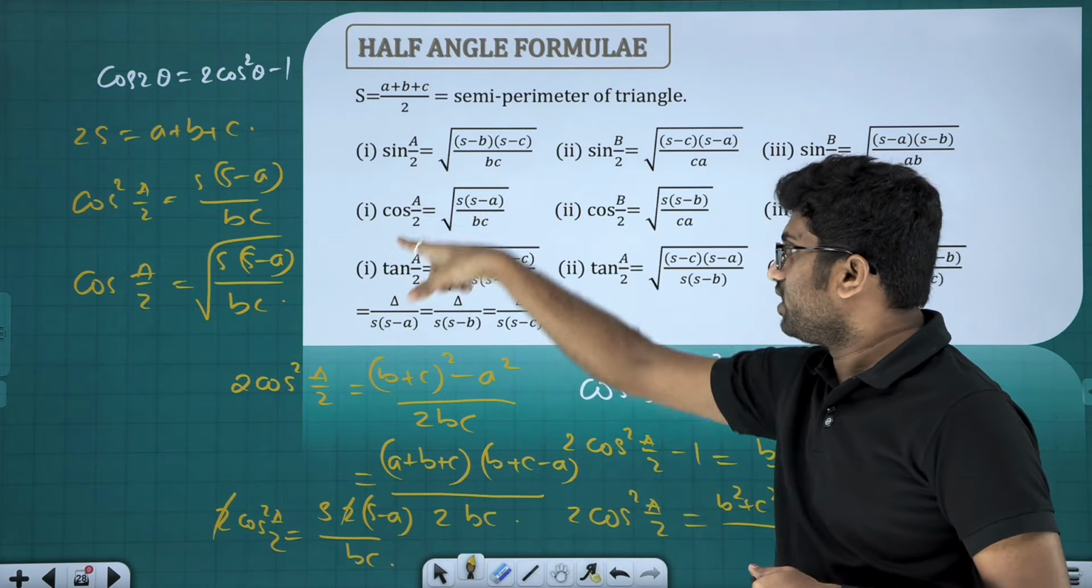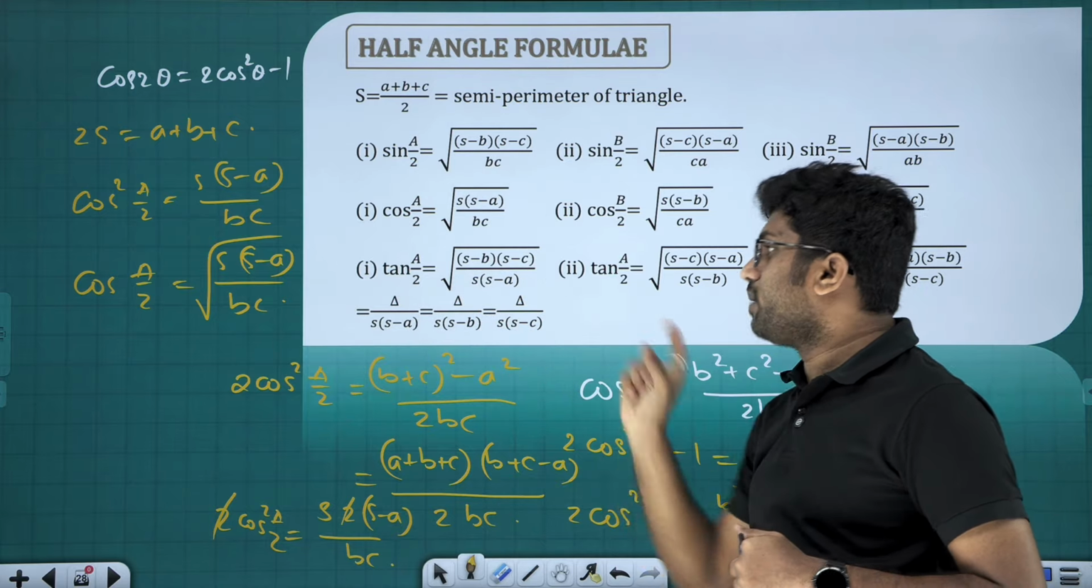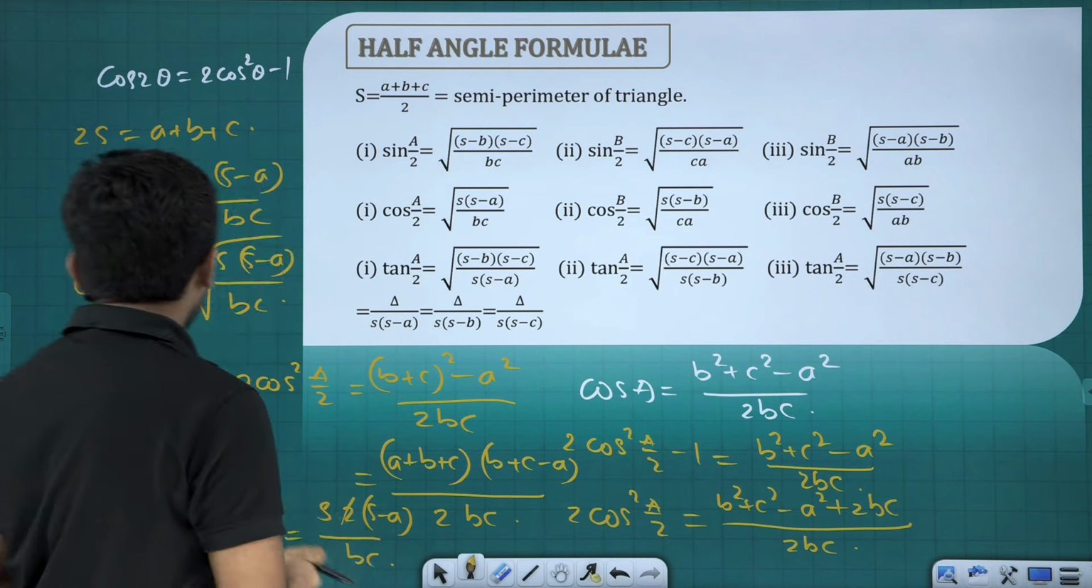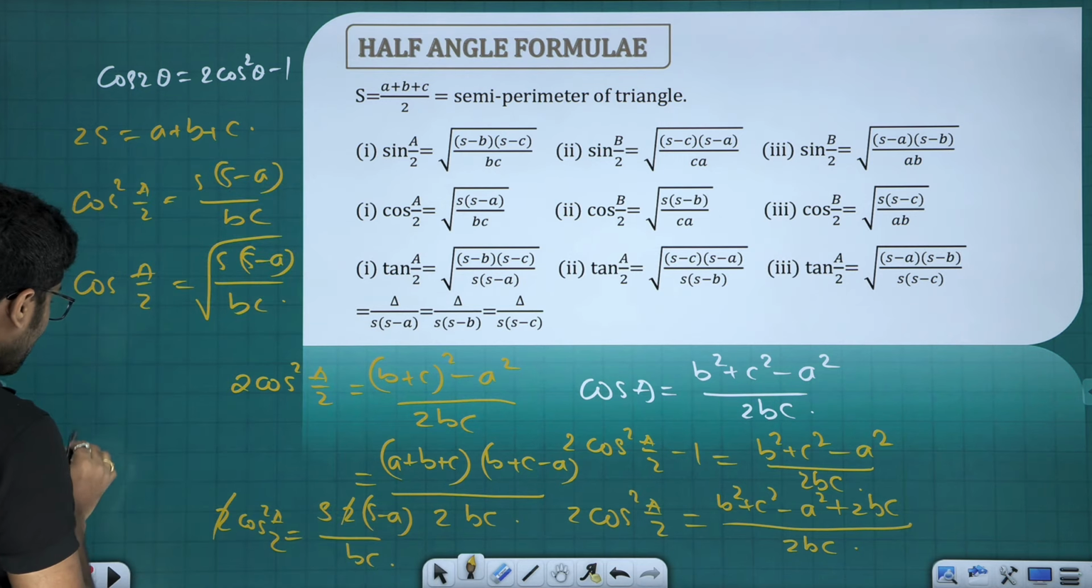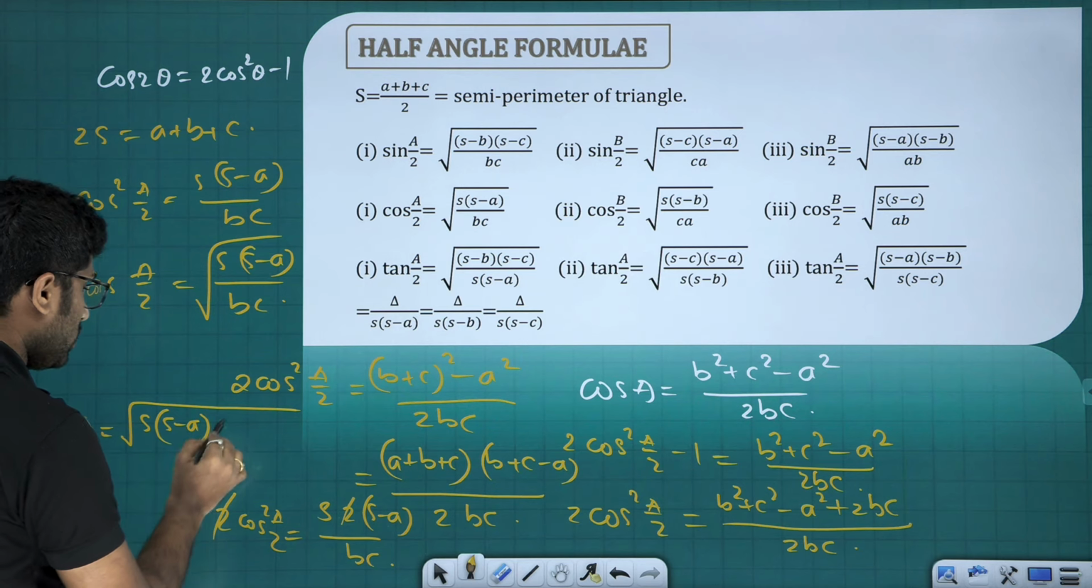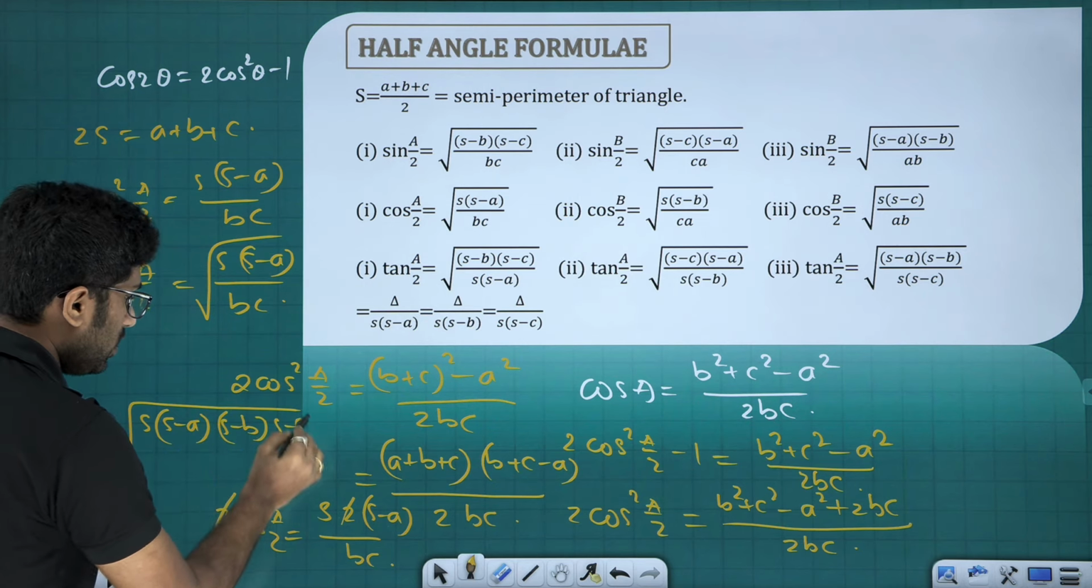And once you know sin and cos, tan A by 2 will be sin A by 2 divided by cos A by 2. And by using grade 9 Heron's formula, we know the area of any triangle is always equal to the square root of s into s minus a into s minus b into s minus c.